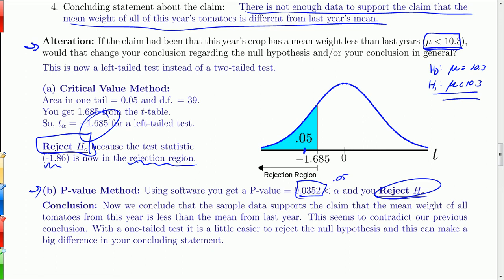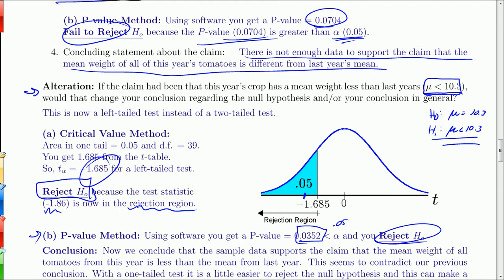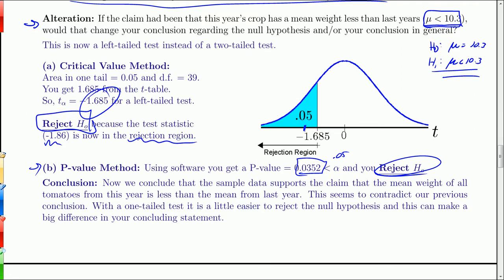So in the previous example, we said there's not enough data to support the claim that the mean weight of this year's tomatoes is different from last year's. But just changing our claim, we come up and we say the data supports the claim that the mean weight of this year's is less than last year. So they seem to contradict each other.